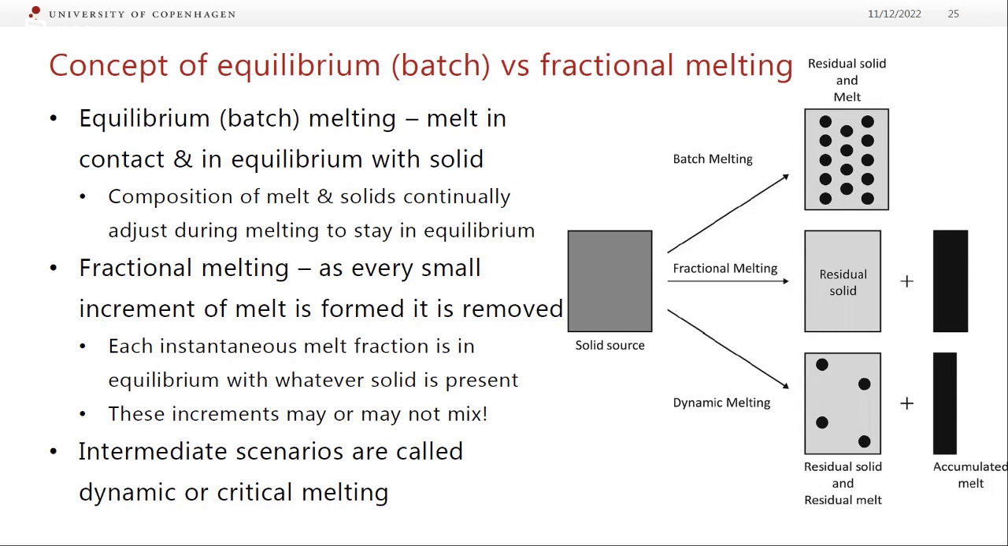For fractional melting, it's similar to the fractional crystallization. Each increment of melt is in equilibrium with the solid that it formed from. But as we carry on melting, the composition of the solid is changing because we're removing melt from it. These increments, again, in reality, they might just escape as a small little blip of melt, or they might mix somewhere higher up the system, say in a melt channel or something like that.